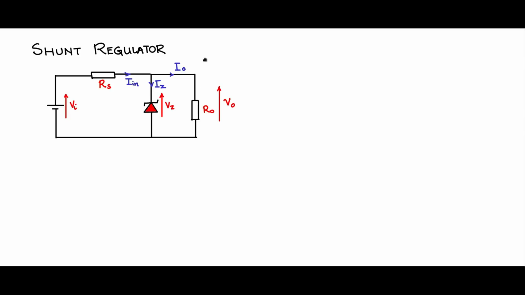How does the regulation happen? Basically, Vz is a reference Zener. The voltage across the Zener is constant and it tries to maintain V0 constant in spite of the fluctuations in Vi or fluctuations in R0. Let us see how the regulation operation functions.